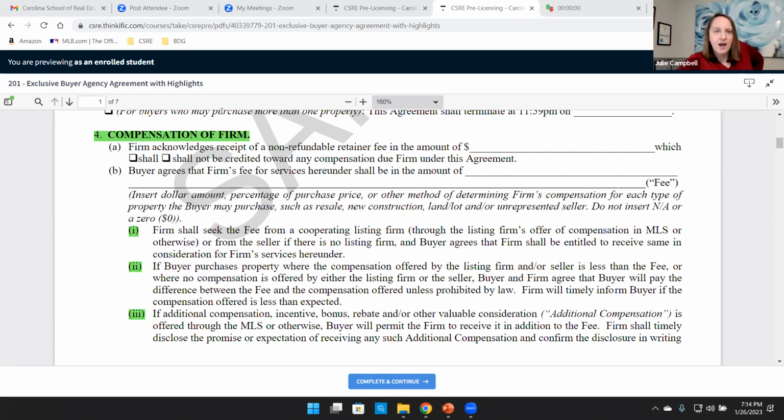And look, guys, this has happened so much. The forms committee has actually put this in. Do not insert NA or 0. Do you know how much you're entitled to if you insert 0 or NA? Exactly that amount.